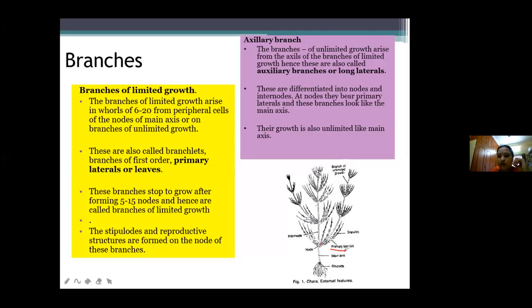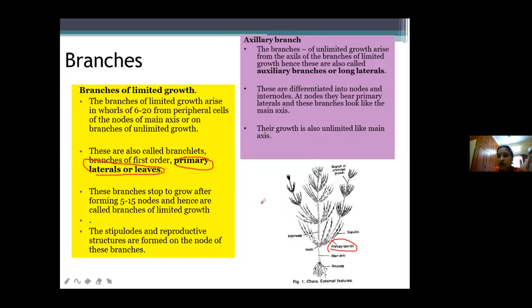You can observe that in the diagram. This is called the primary laterals or leaves. What is the name of this one? These are also called bracklet branches or first order, where the short laterals are born in a row around the node of the main axis. These short laterals are known as, tell me what is the name, girls? Primary laterals of limited growth. What is the name, girls? Primary laterals of limited growth.